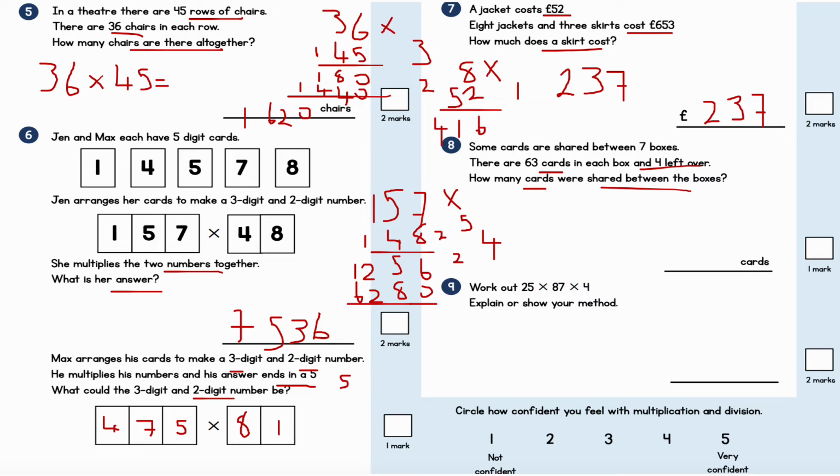Well, 63 divided by 7 is 9, okay? So if I add it, look here, so actually, there was actually, okay, so 67 cards were shared between 7 boxes, okay? In the boxes, so 67 were shared between the boxes, in total, okay?